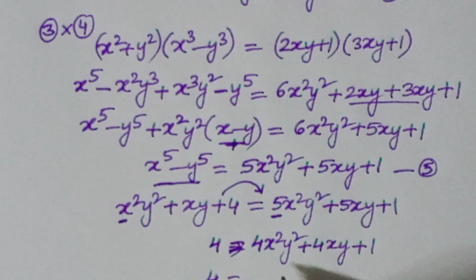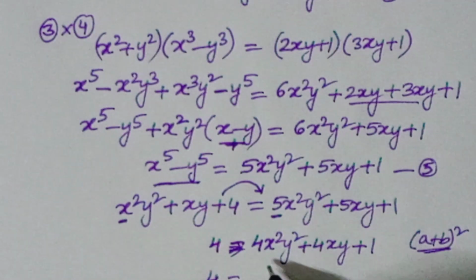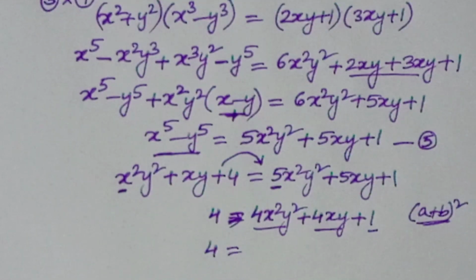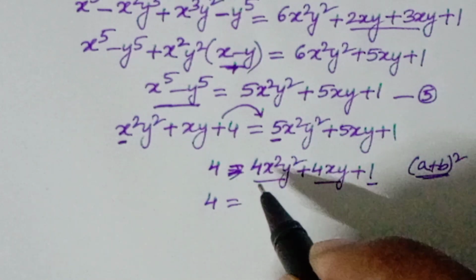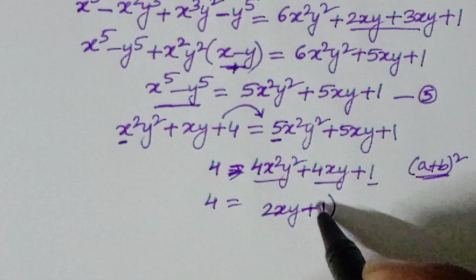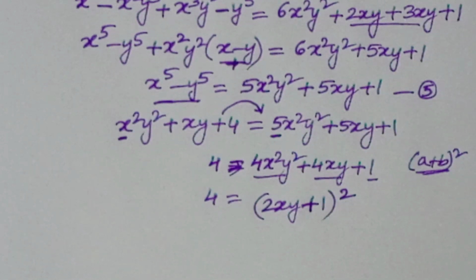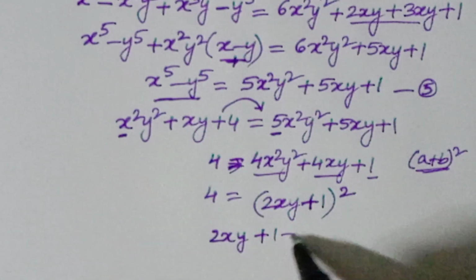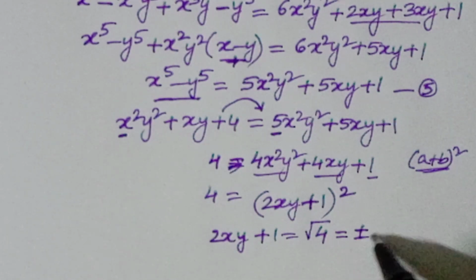Now 4 is equal to, this is in the form of a plus b whole square formula, a square plus 2ab plus b square. You will get 2xy plus 1 whole square. So you can write it as 2xy plus 1 is equal to square root of 4, that is equal to plus or minus 2.